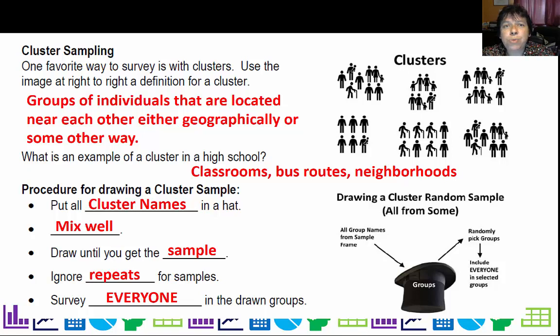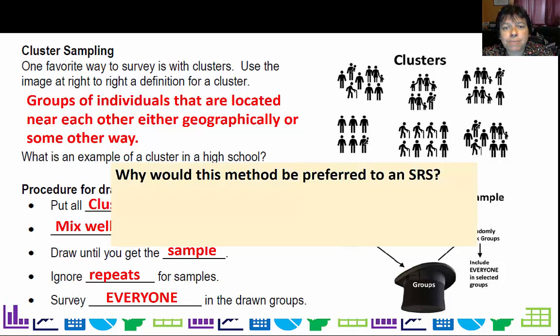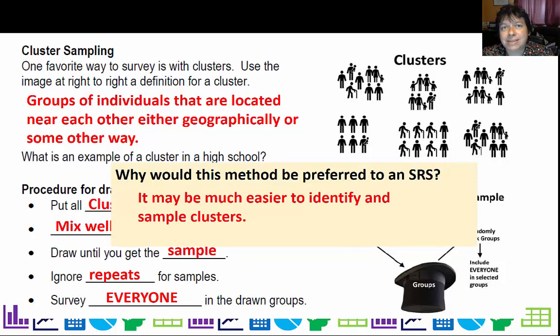All right. Now, why would we prefer this to a simple random sample method? Well, it may be much easier to identify and sample clusters. If I were to have you go into school and say, get me a simple random sample of all the high school students, that means you have to get all the names, throw them in a hat, draw, and then go find those people to survey them. It's way easier to find a classroom. It's right there, it doesn't move. So, cluster samples are one of the most popular ways to do sampling.